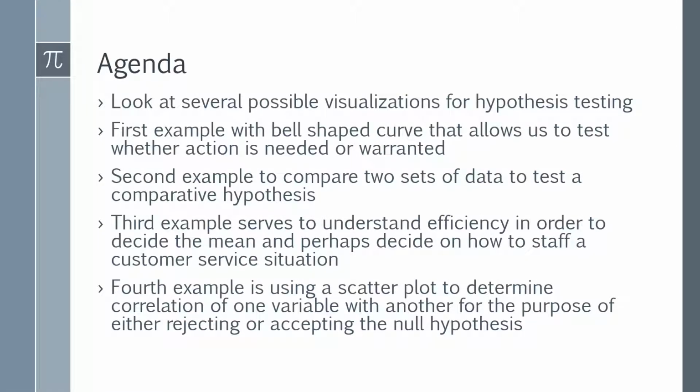In today's presentation, we are going to look at several possible visualizations for hypothesis testing. The first example, we're going to look at a bell-shaped curve that will allow us to test whether action is needed or warranted in a production setting. The second example, we're going to compare two data sets to compare one team against another. The third example will help us understand efficiency in order to appropriately resource a team or situation. And the fourth example, we're going to look at a scatter plot to determine if there's a relationship between two variables.